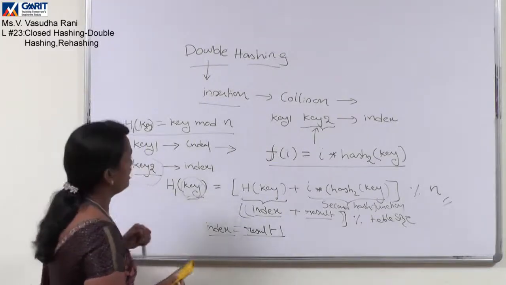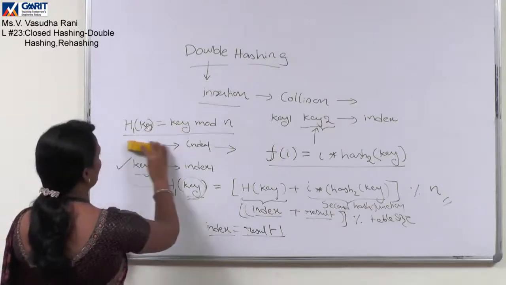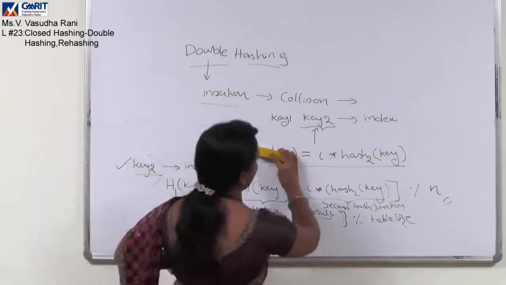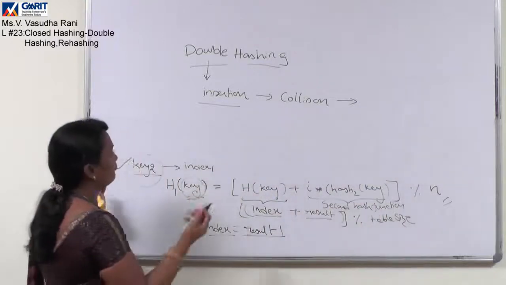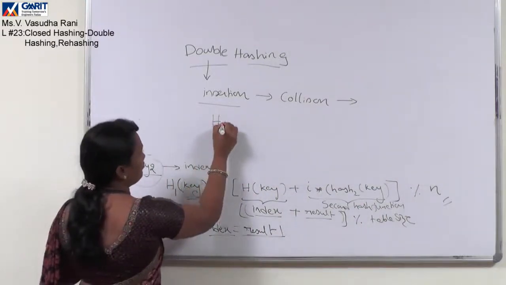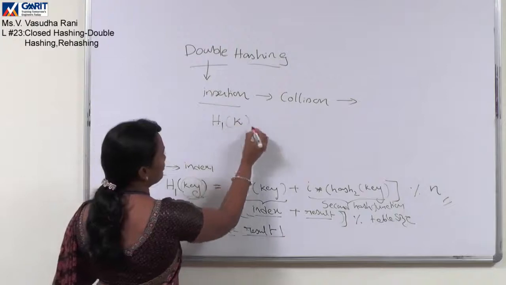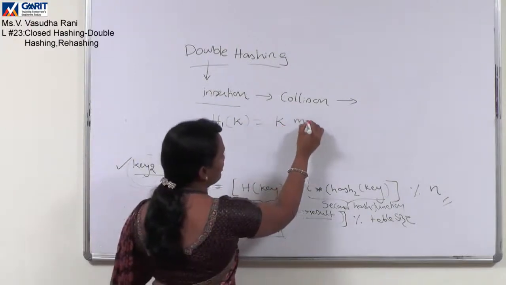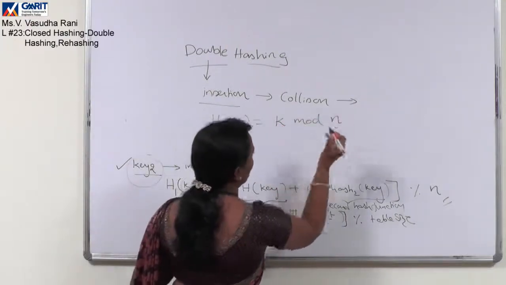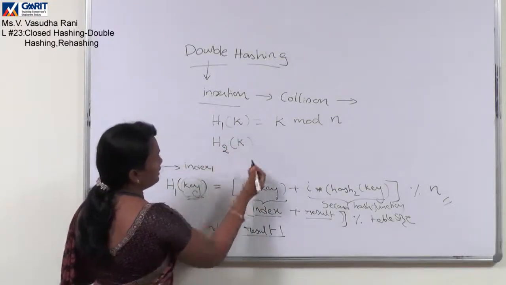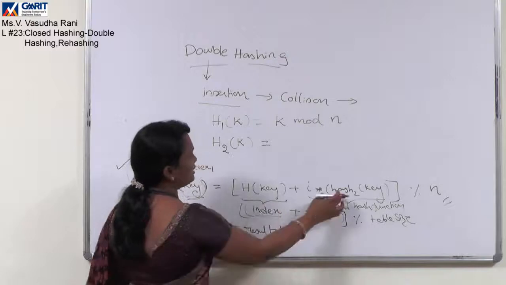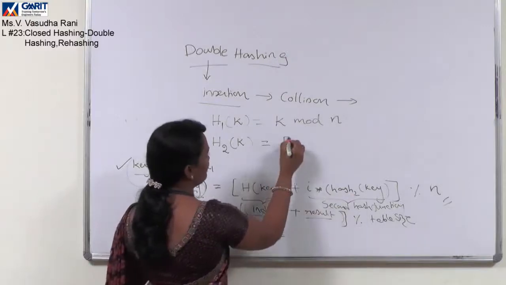For this, one sample example we can take is: your h1 of k is defined as k mod table size, then your h2 of k, this second hash function, can be defined.